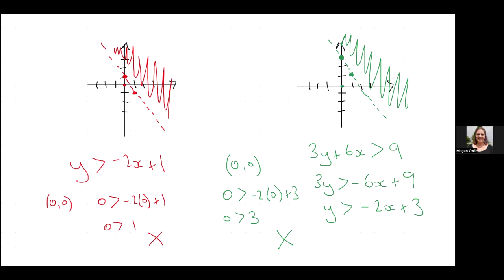All right. So you can see the very first question asks you to shade the unwanted region. Just read your questions carefully. Whereas when you get to question 4, you actually need to shade in the correct region.